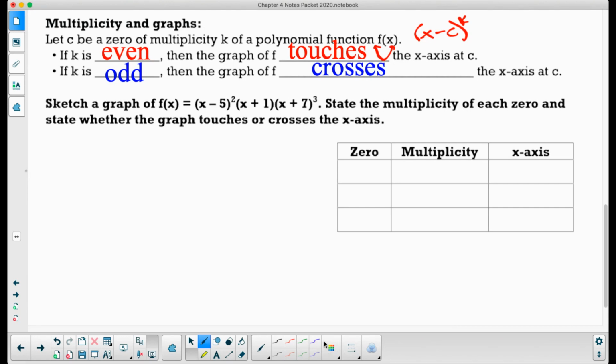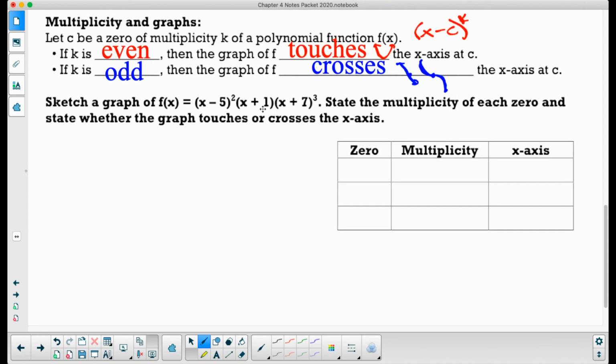If k is odd, if that power is odd, it's going to cross. If that power is just 1, it will just cross the x-axis like that at one point. If it is a power of 3, you're going to see a bend in it. It'll kind of bend through, like you would see if it was a cubed function. So there is a little bit of a difference. Some will just cross like that, and some will bend through the x-axis there. Let's see what that looks like if we try and sketch a graph of this function down here.